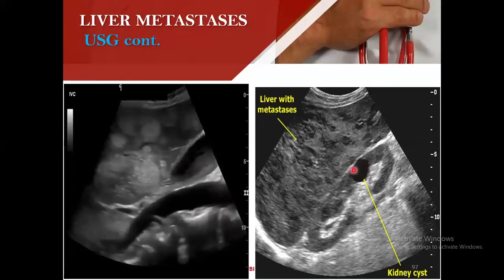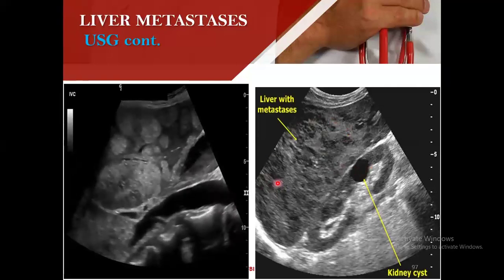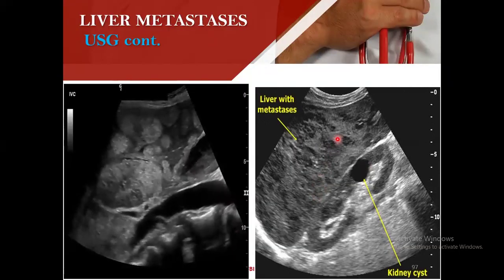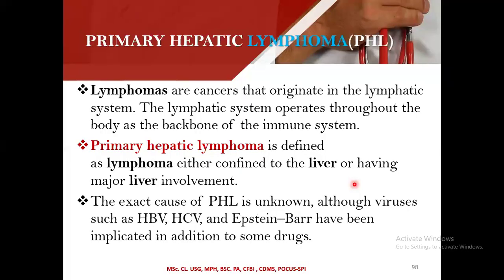There's a kidney cyst. Yes, a kidney cyst in someone with liver metastasis. That means it is metastasis; it's likely to get to the kidney. Do you understand? Then the last part is the primary hepatic lymphoma.